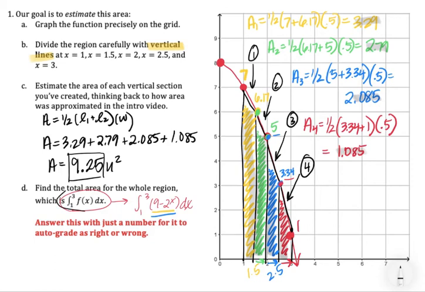So this notation right here means find the area between the curve, that's this guy right here, and the x-axis, this guy right here, between 1 and 3. It's actually calling out this region that we shaded in.